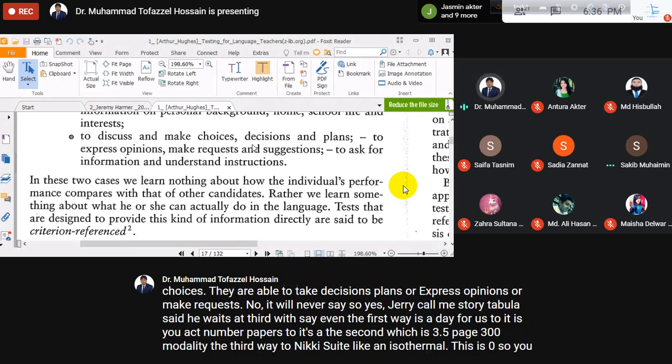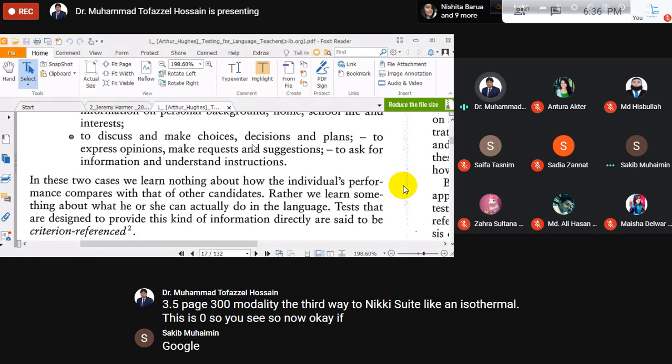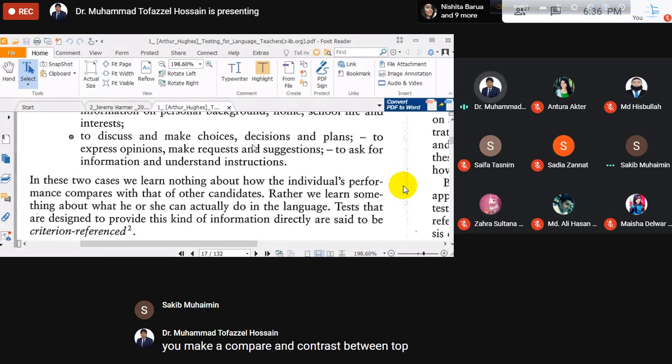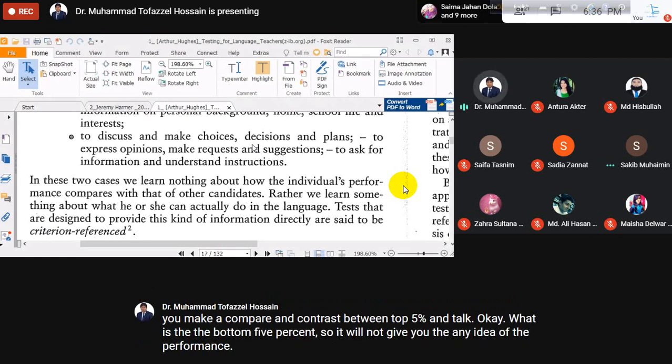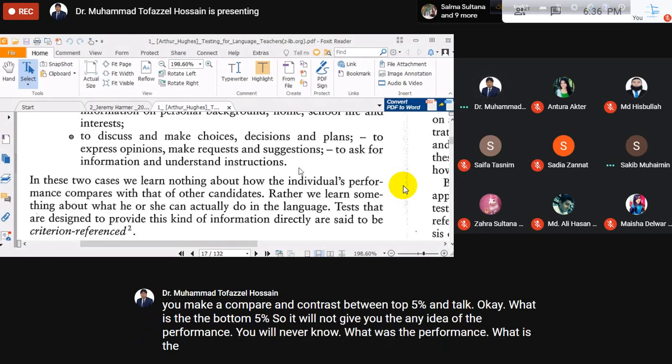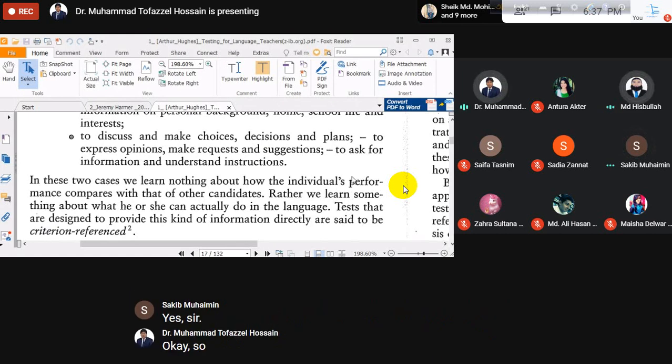So you see, now if you make a compare and contrast between the top 5% and the bottom 5%, it will not give you any idea of the performance. You will never know what the performance was, what the ability is. Got the idea? Yes, sir.